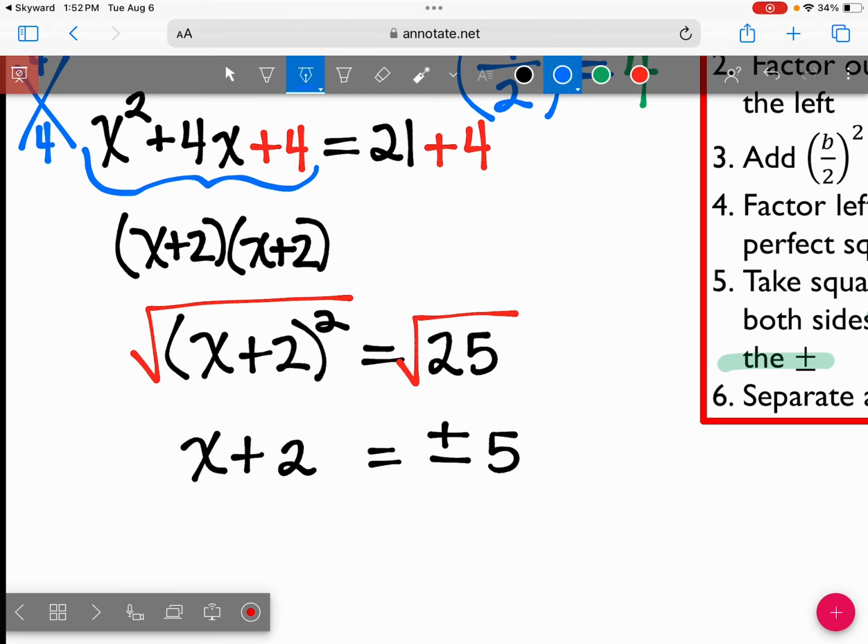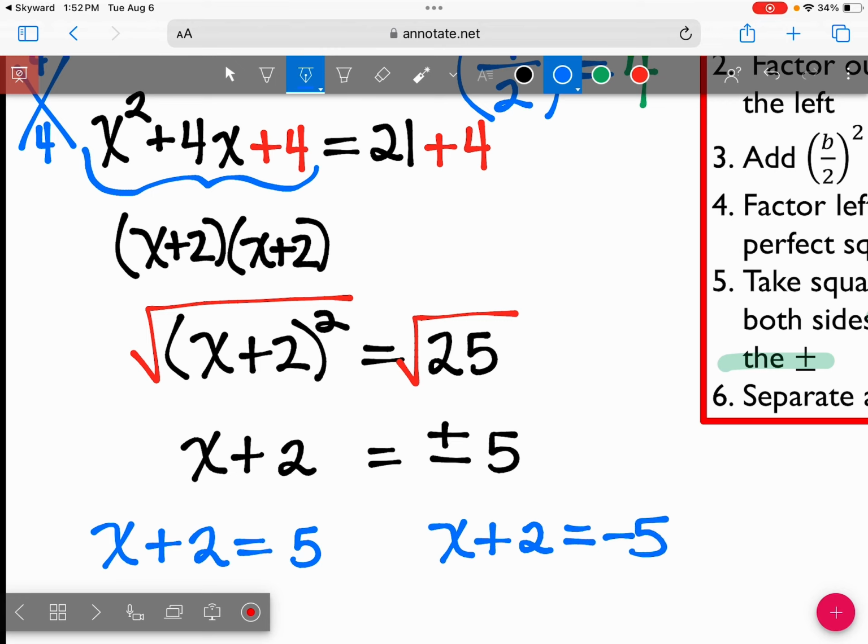So your last step is separate and solve. So you have x plus 2 equals 5. X plus 2 equals negative 5. Go ahead and solve both of those for x. That is the method that we're going to practice today and tomorrow. So go ahead and solve that to get your 2 solutions. So we're going to subtract the 2.